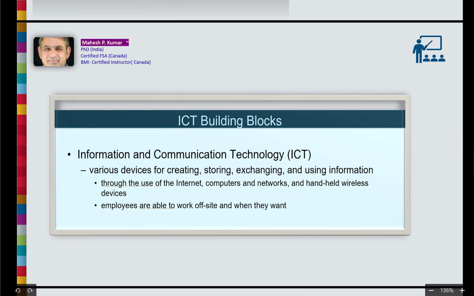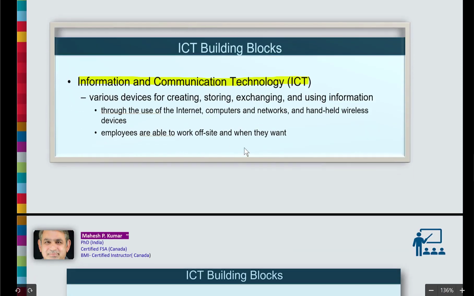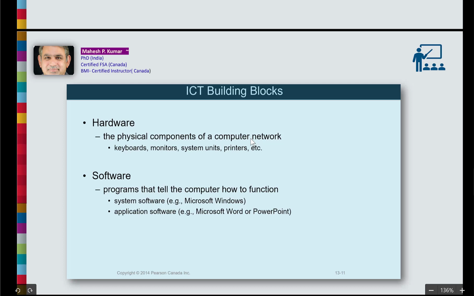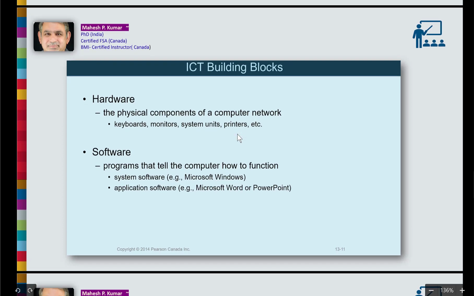So for all of this to happen in your business, a few things have to be there, right? So you need some sort of information and communication technologies. You need some sort of computers, devices, and the important ICT building blocks are hardware and software, right? Hardware are the physical components of the computer, like monitor, printer, CPU, keyboard, or mouse. These are physical components of the computer which are called hardware.